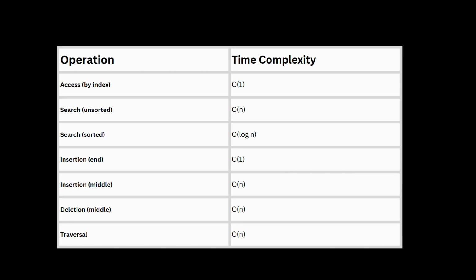And second thing is inserting. If you want to insert an element at the end, we can simply append the value easily. If you want to insert an element in the middle, it's difficult. Why? Because there are already some elements present in that array. So if you want to add an element, you have to adjust the elements. The time complexity is order of n.